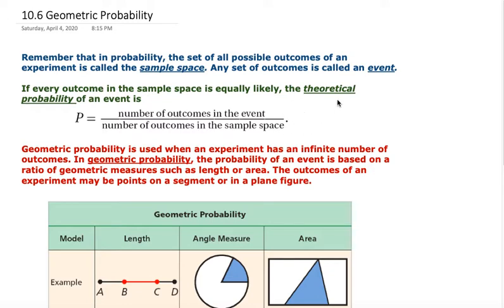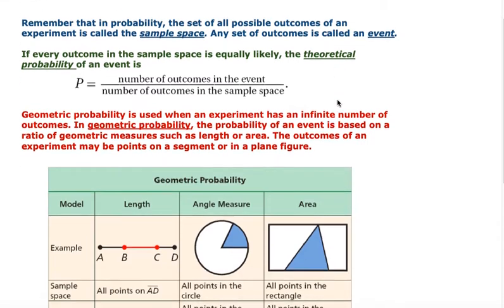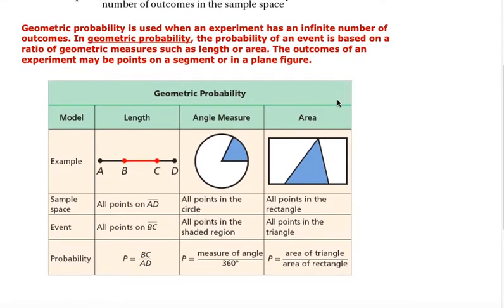Geometric probability is used when an experiment has an infinite number of outcomes. In geometric probability, the probability of an event is based on a ratio of geometric measures such as length or area. The outcomes of an experiment may be points on a segment or in a plane figure. And these are the three things we're going to talk about today.